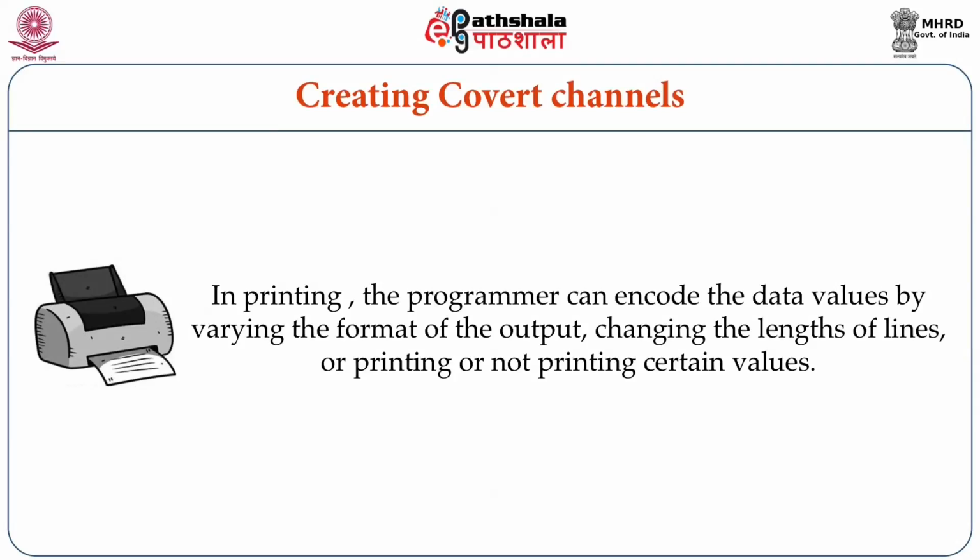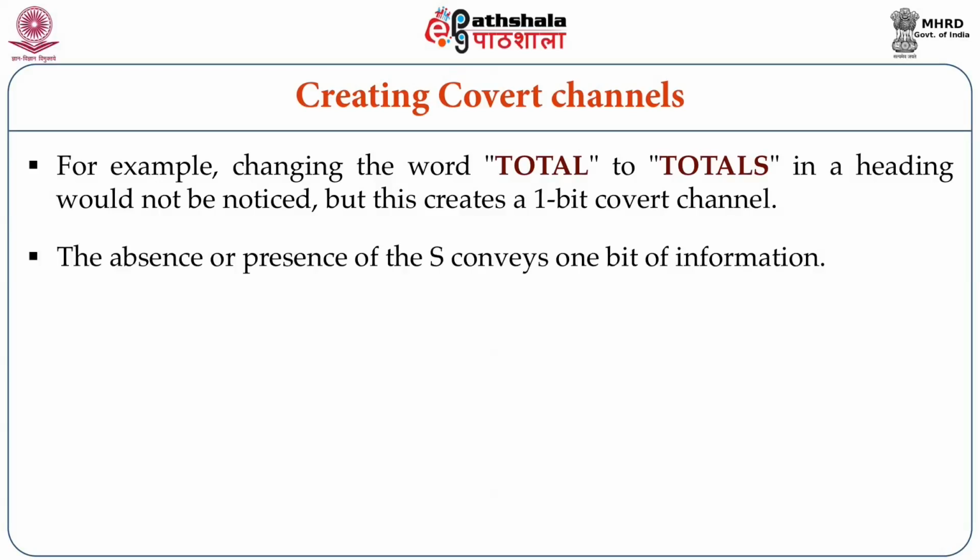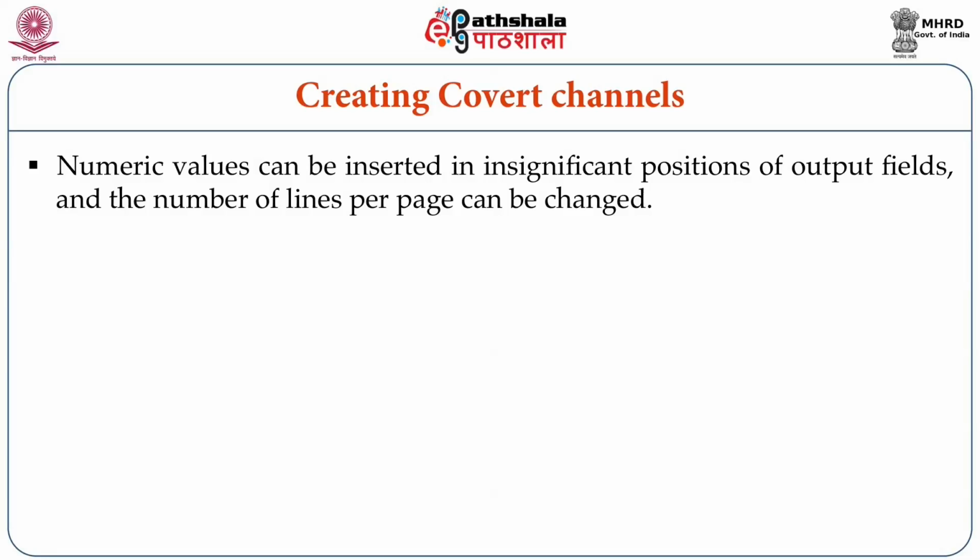In printing, the programmer can encode the data values by varying the format of output, changing the length of line, or printing or not printing certain characters. For example, changing the word TOTAL to TOTALS in a heading would not be noticed, but this creates a 1-bit covert channel. So absence or presence of S conveys 1 bit of information. Numeric values can be inserted in insignificant positions of the output field, and number of lines per page can be changed.